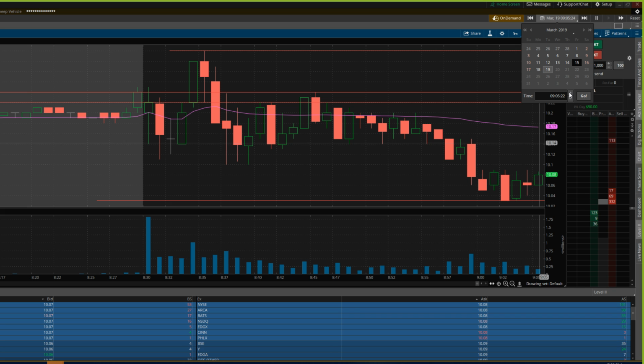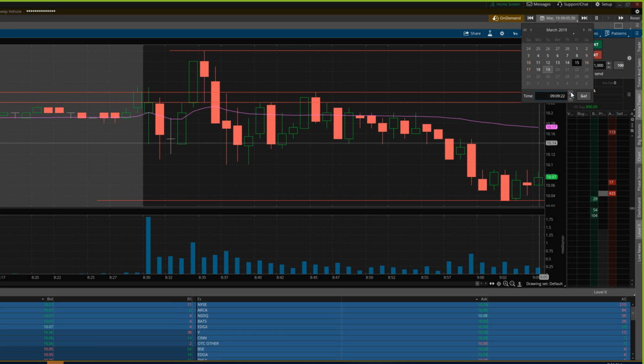Finally, we get some movement here. Let's see if we can get a pullback back up to the VWAP. Let's see.